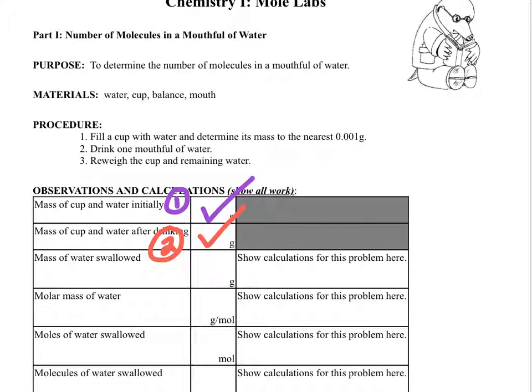Calculation: mass of water swallowed. If I take a big gulp of water, and I want to find out the mass of just the water I swallowed, I'm going to take measurement number 1, and subtract measurement number 2 from it. All right? Molar mass of water. I will give you the formula for water, H2O. I'm not going to tell you how to calculate the molar mass. You guys know how to do that already, but you're going to put it in this box right here. And then you're going to show your calculations over here.